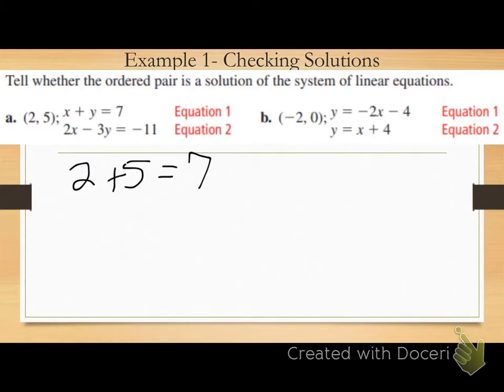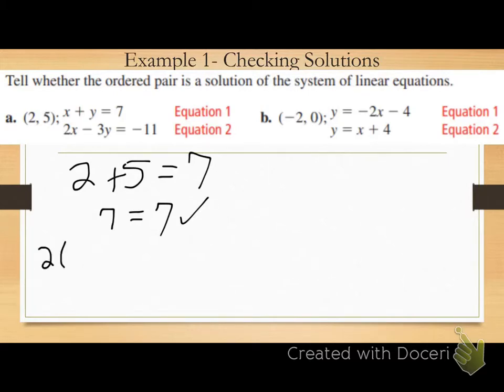Now I'm just working down both sides of the equation to see if it makes it a true statement. What's 2 plus 5? 7. Does 7 indeed equal 7? It does. So it checks out for my first equation. I know that ordered pair is a solution to that equation. But I'm not done. What do I have to do next? Check the next equation as well.